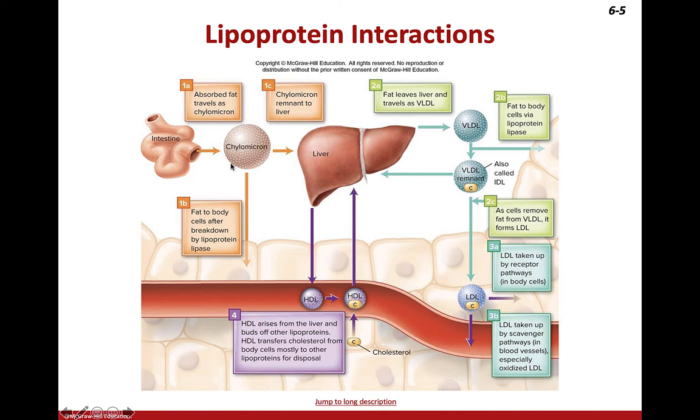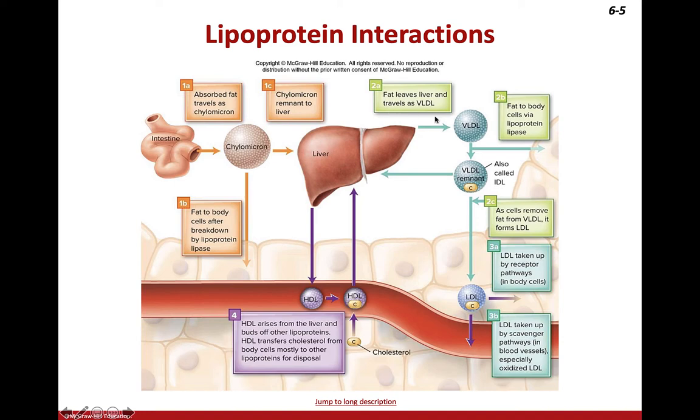So here we see the chylomicron, and there are basically 3 things happening here. Absorbed fat from the intestine travels as chylomicron, and the fat makes its way to body cells after breakdown by lipoprotein lipase. We can see that here. And then what's left over, the chylomicron remnant, moves on to the liver. So we can actually see that interaction.